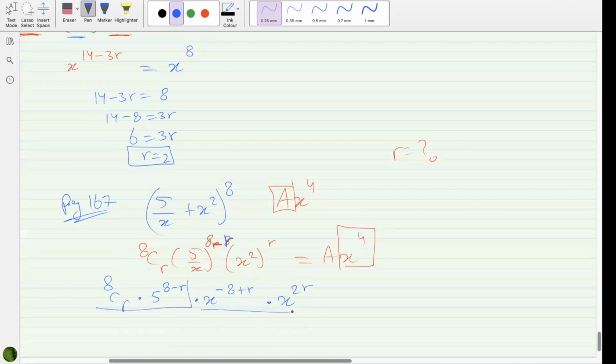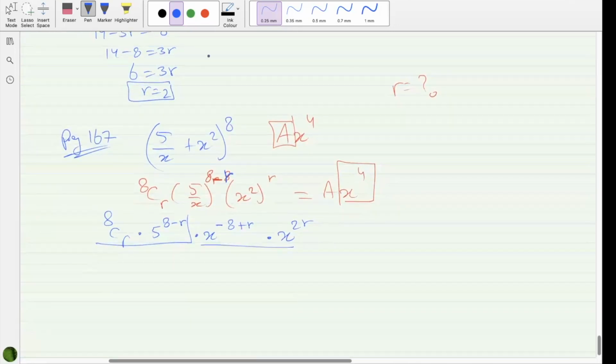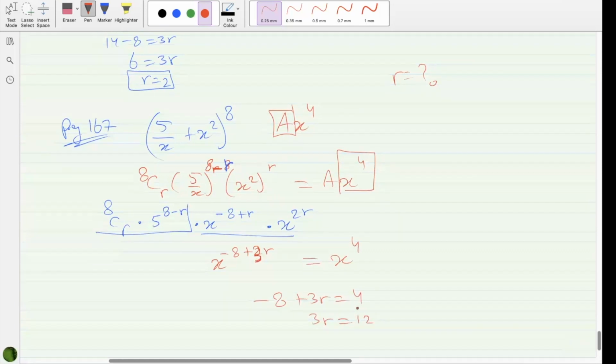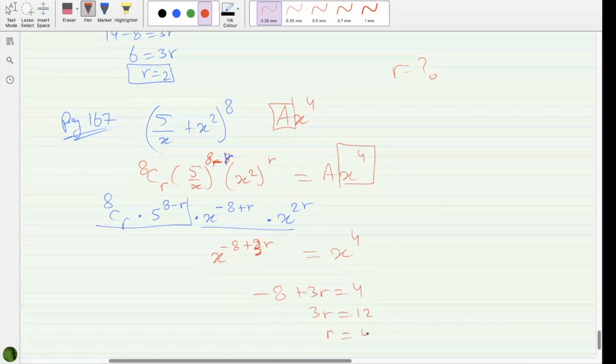Luckily, these two are already separated. It reduces one working step. So bases same, powers add. So this is minus 8 plus 2r, plus r, 3r. So when we equate this with x raised to power 4, we say minus 8 plus 3r is equals to 4. So 3r is equals to 12 and r is equals to 4. So r is 4. At that time only, it will be x raised to power 4.